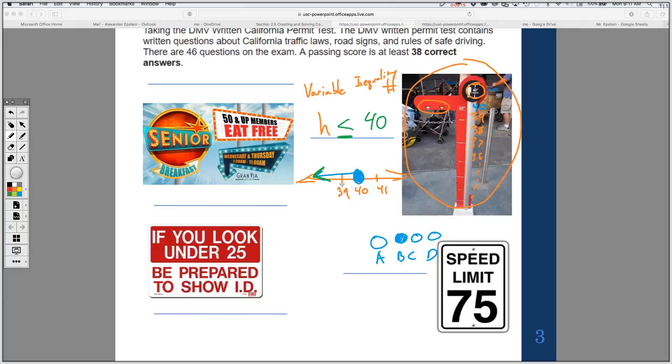Basically, anything less than 40 all the way to 0 based on the situation would be an answer. I would have to add something so then you would know that it's not negatives. I'd have to say 0 is less than or equal to h, which is less than or equal to 40. This means height is between 0 and 40. And if we wanted to be real specific, can you be 0 inches tall?